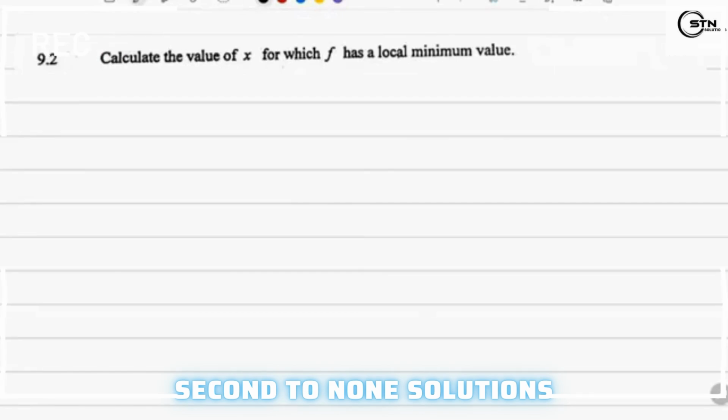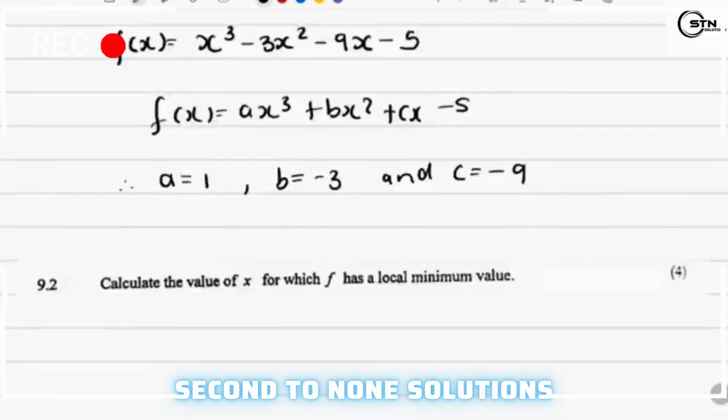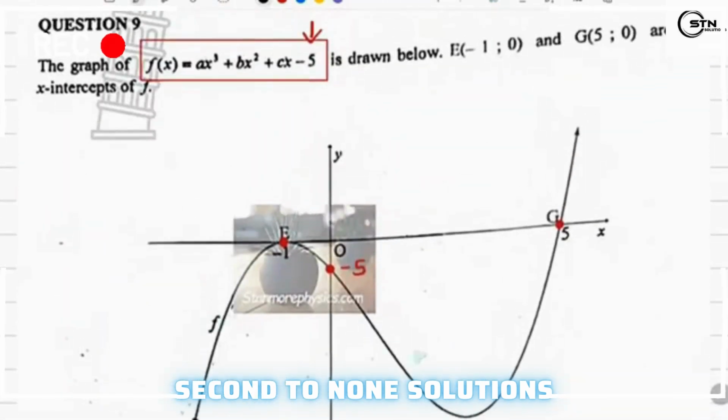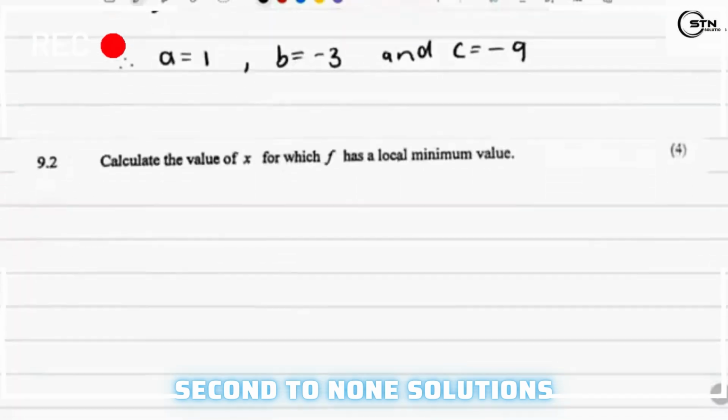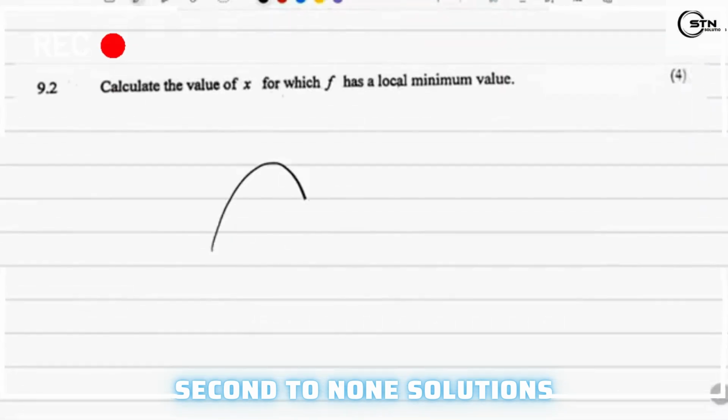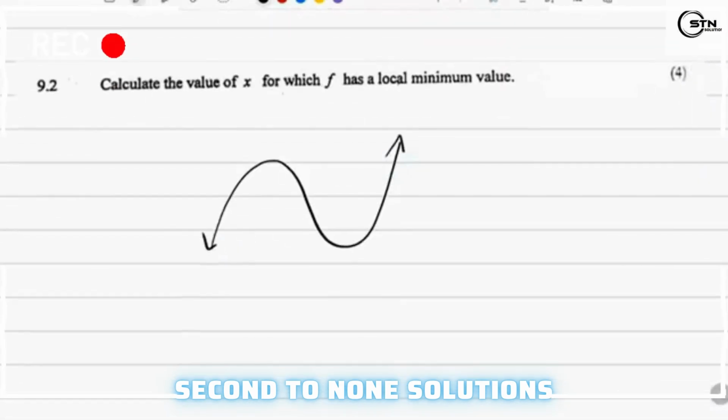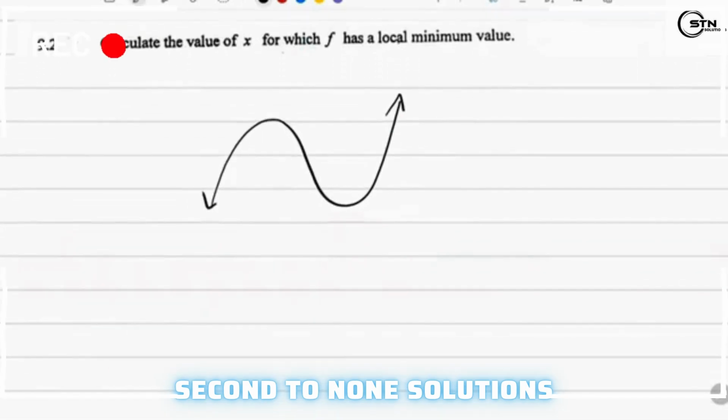The next question, 9.2, says, calculate the value of x for which f has a local minimum value. Okay, so you have to think about the way f looks. f is that kind of graph. It's a cubic function with a positive a value. So that's what we have there. The local minimum would just be the lowest turning point. So that's your local minimum.